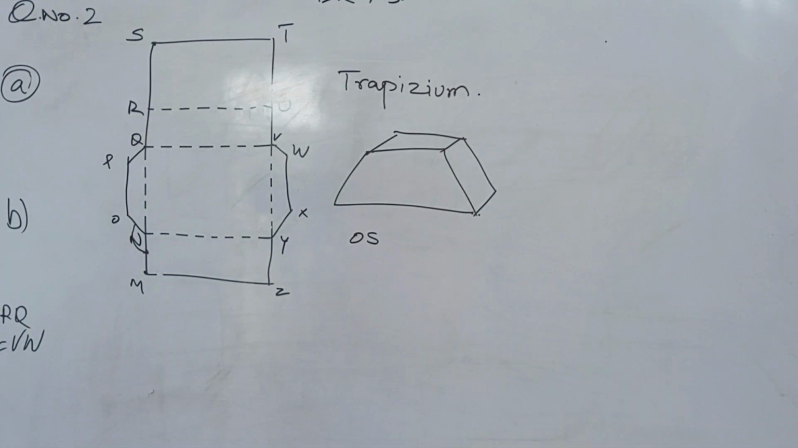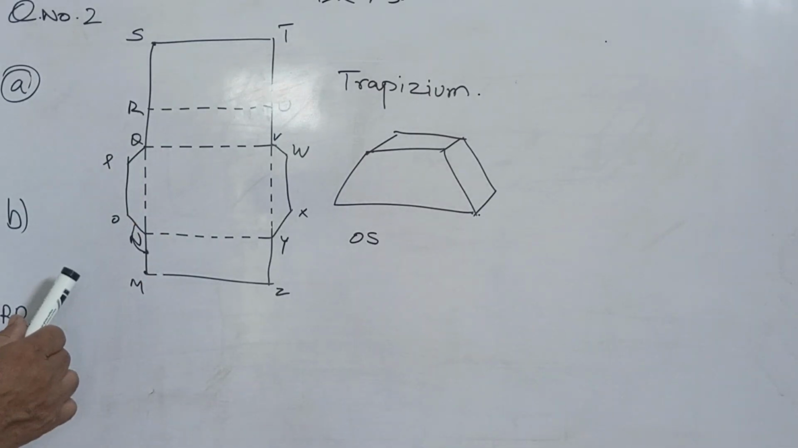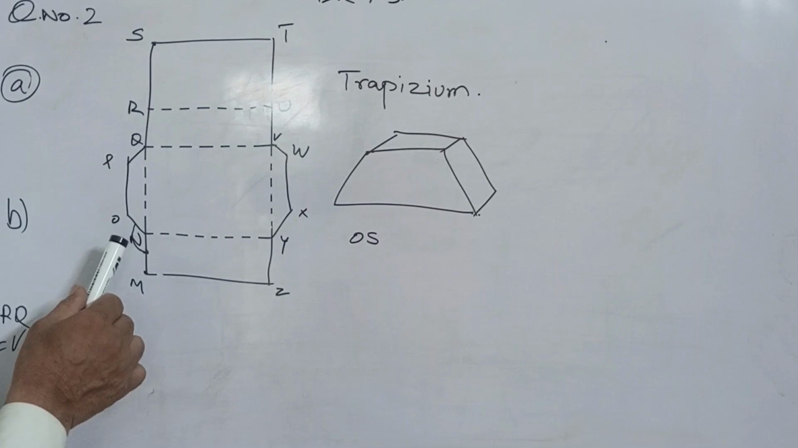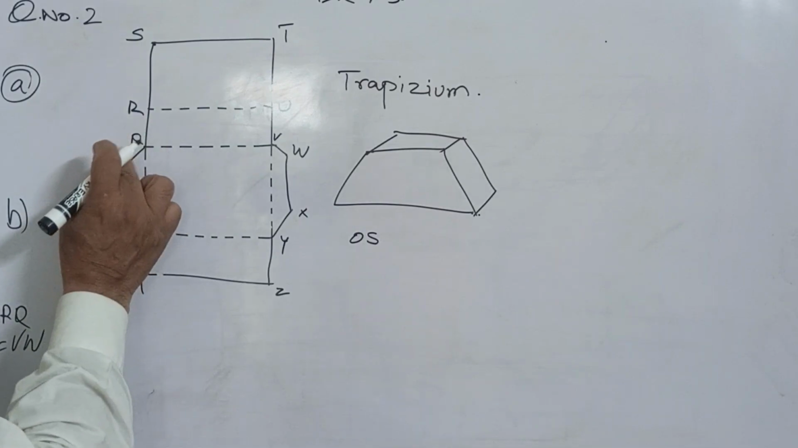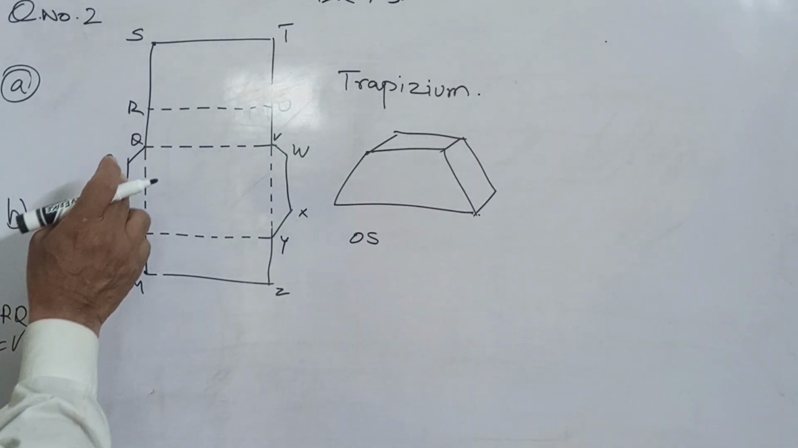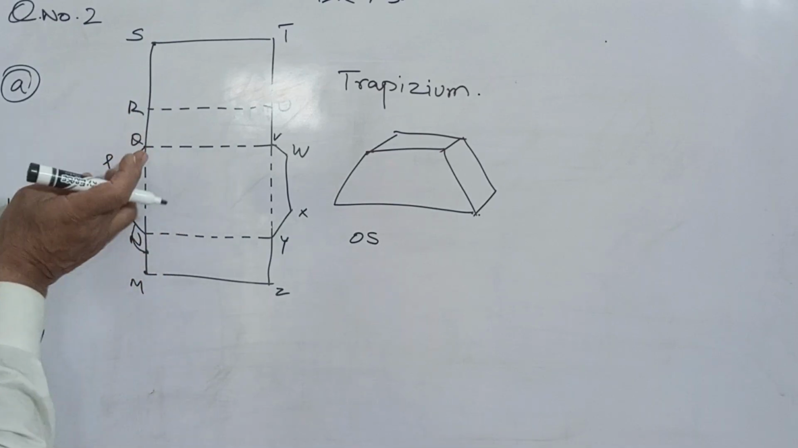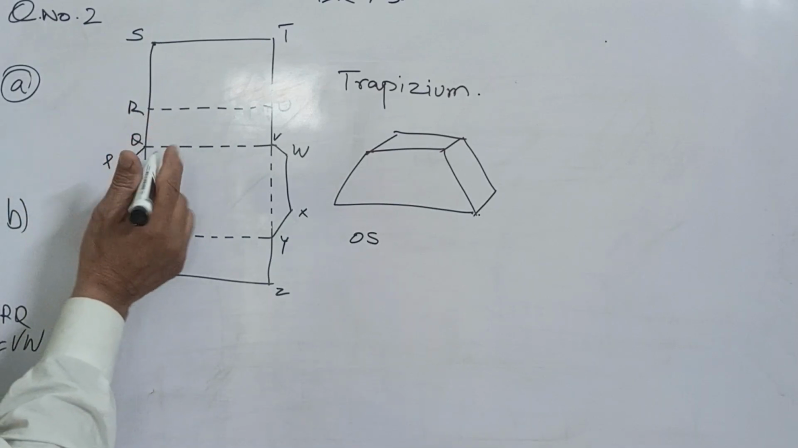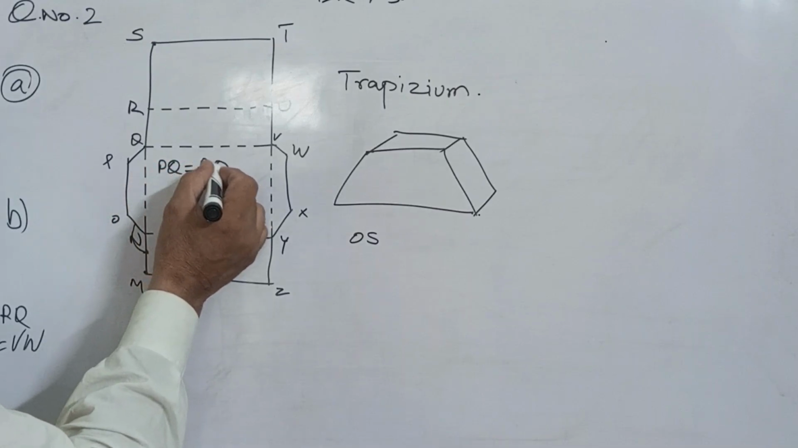Okay, the third question is, which edges are equal in length to PQ? Where is PQ? Yes, this is PQ. Now just watch your figure in the book. This PQ is equal to RQ, because this will be joining over here. PQ is equal to RQ.